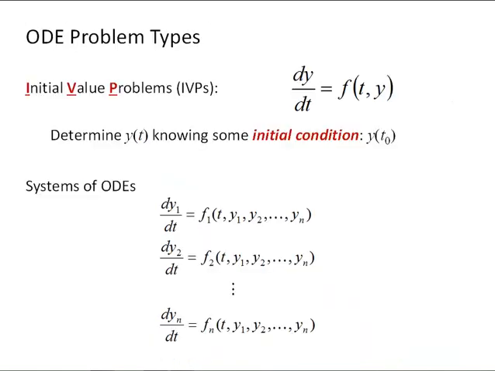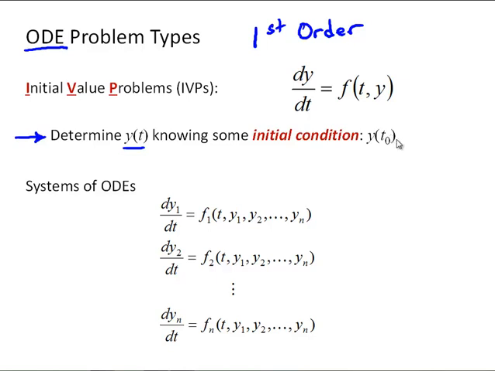So let's talk about ODE problem types, since ODEs, ordinary differential equations, are our focus in Engineering 240. We can look first at first order ordinary differential equations, which we'll call initial value problems. The reason we call them initial value problems is that any first order differential equation we can write as dy/dt equal to some mathematical function f of t and y. And our goal is going to be to determine y of t knowing some initial condition, y at t0.